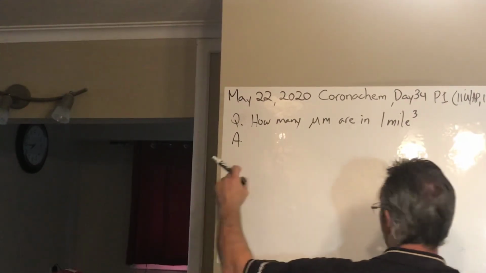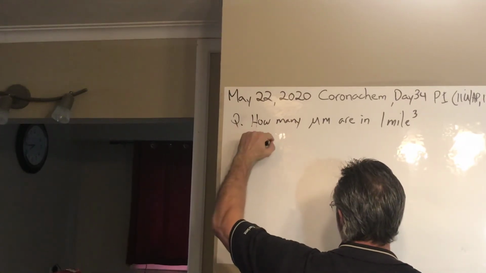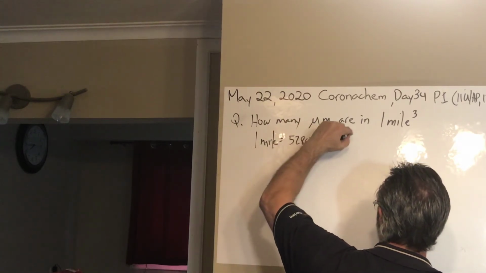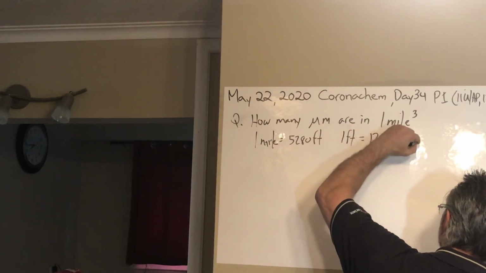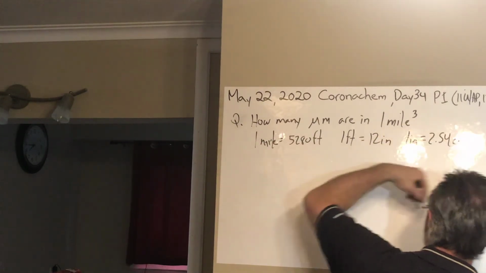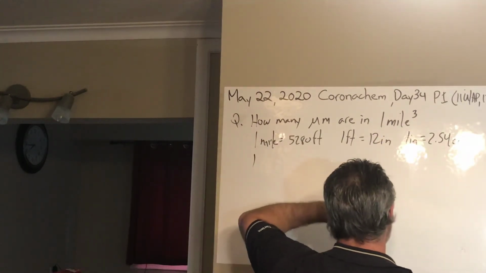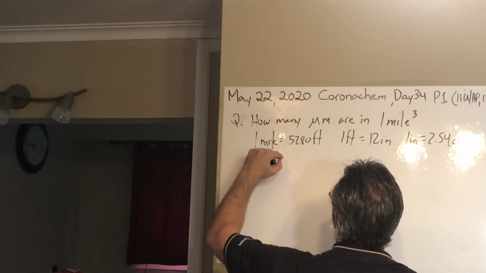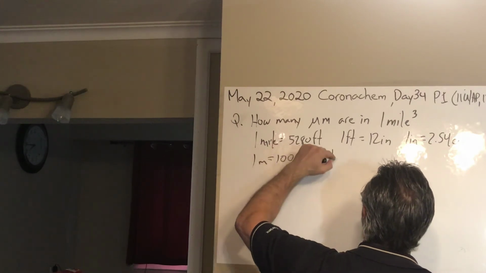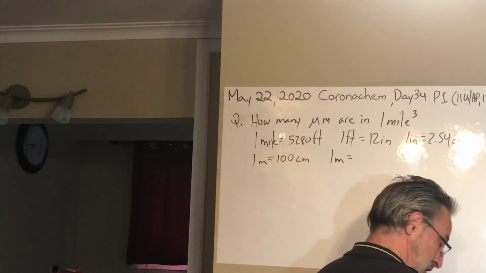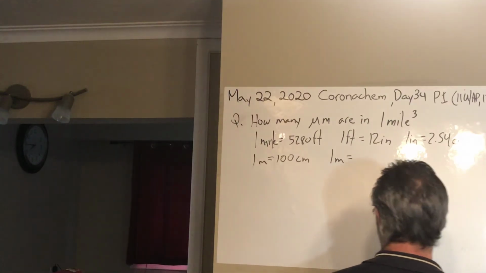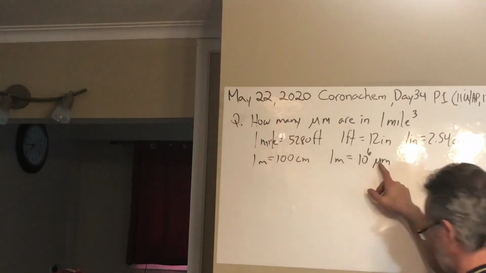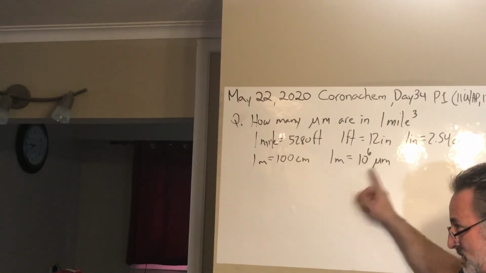Okay. What do you need for conversion factor? Well, 1 mile is equal to 5,280 feet. 1 foot equals 12 inches. 1 inch equals 2.54 centimeters. 1 meter equals 100 centimeters, and 1 meter also equals 10 to the 6 micrometers. Okay, micro is like a little U, but with a tail. It's like a U with a tuxedo.